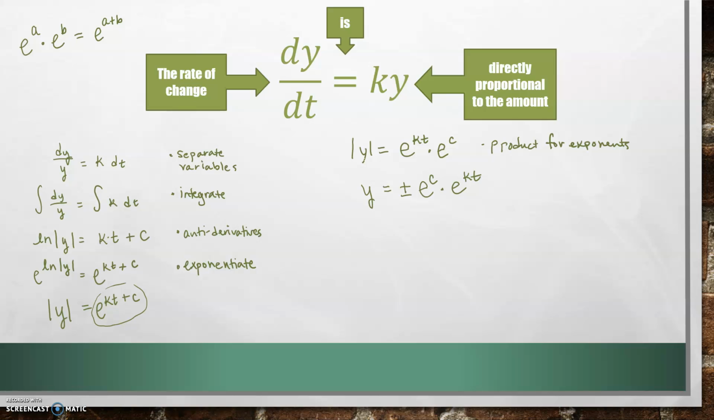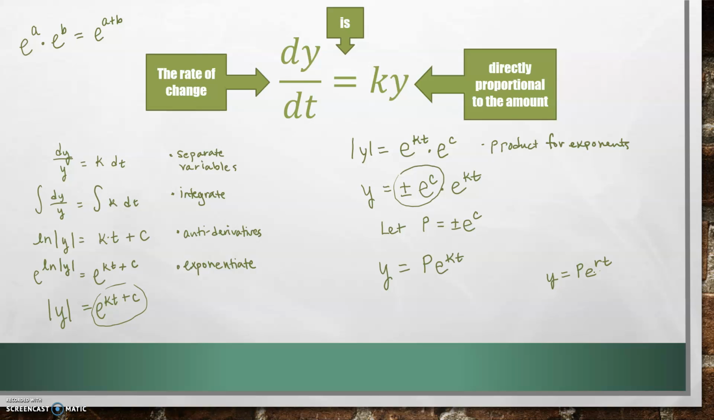We're almost there. We just have this messy plus or minus e to the c. So we're going to give that a name. We're going to call it p. Let p equal plus or minus e to the c. And so if I rewrite this equation, I get y is equal to p e to the kt. And that sure looks a lot like y equals Pert. We're just using k the way we used to use r when we first learned about that.